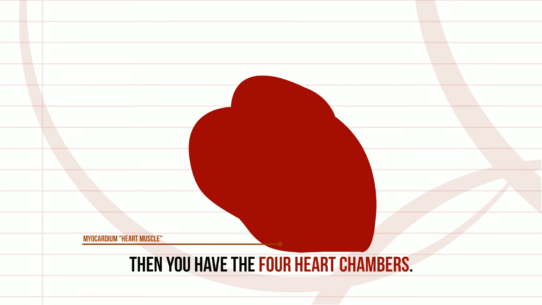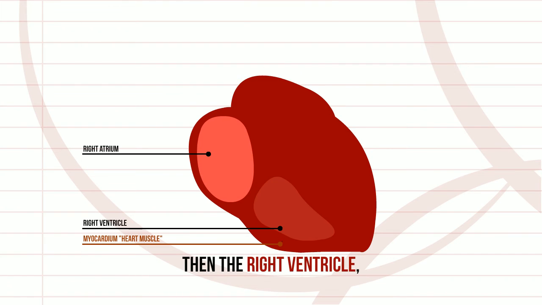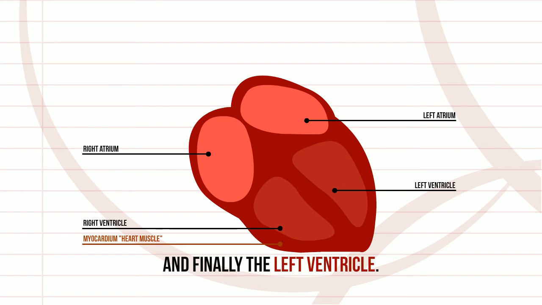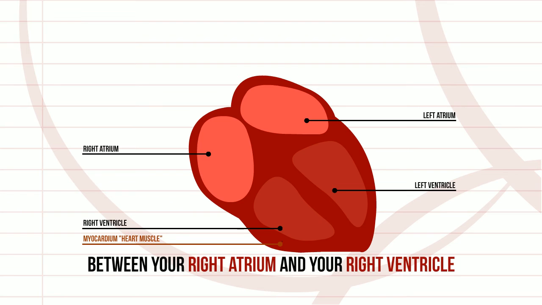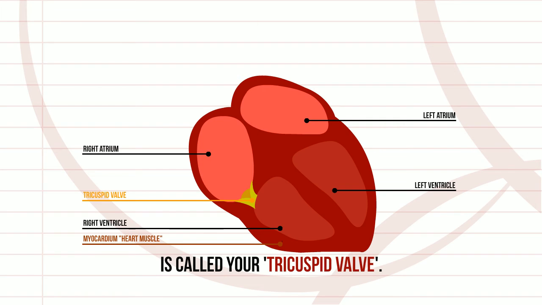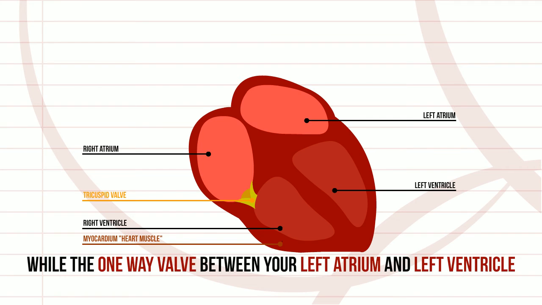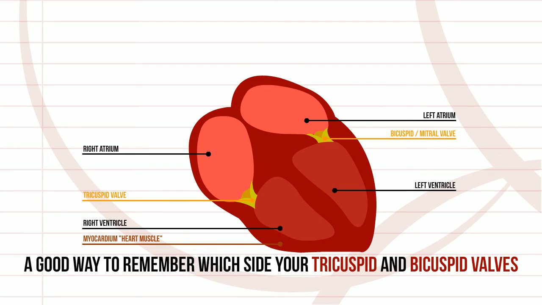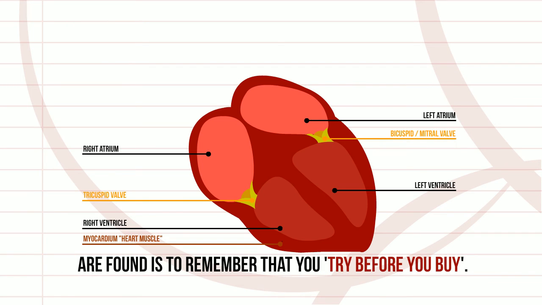Then you have the 4 heart chambers. We'll start with our right atrium, then the right ventricle, then the left atrium, and finally the left ventricle. The one-way valve between your right atrium and your right ventricle is called your tricuspid valve, while the one-way valve between your left atrium and left ventricle is called your bicuspid valve, or sometimes your mitral valve. A good way to remember which side your tricuspid and bicuspid valves are found is to remember that you try before you buy.